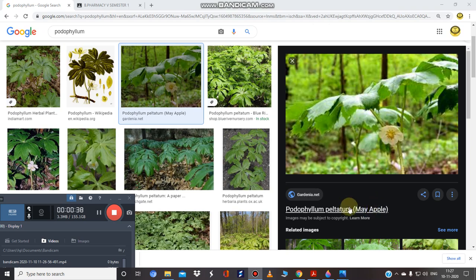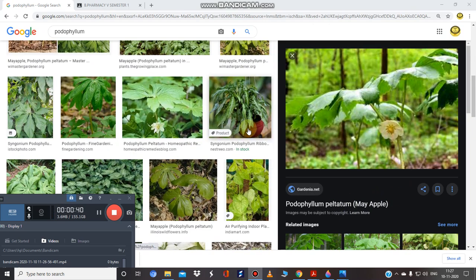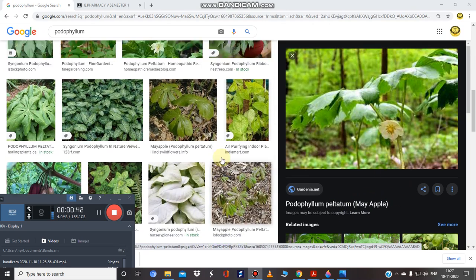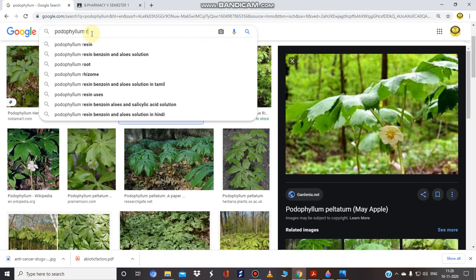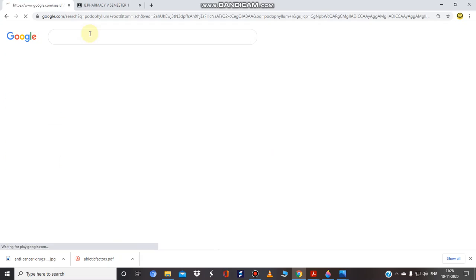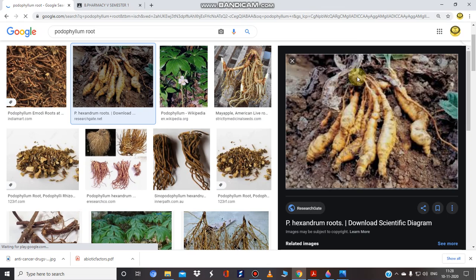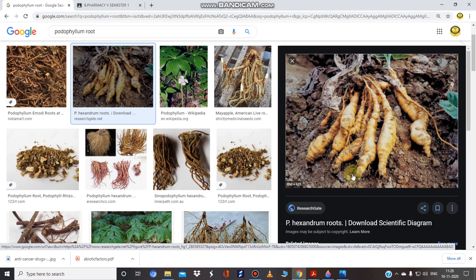Yes, mayapple, Himalayan mayapple is its common name. Okay, so this is your plant, that is the Podophyllum. So let me show you the main part because root or rhizomes are used. So you must know about the root part. So yes, this is the Podophyllum hexandrum roots. So we obtain which type of chemical constituent from this root? Yes, podophyllotoxin.